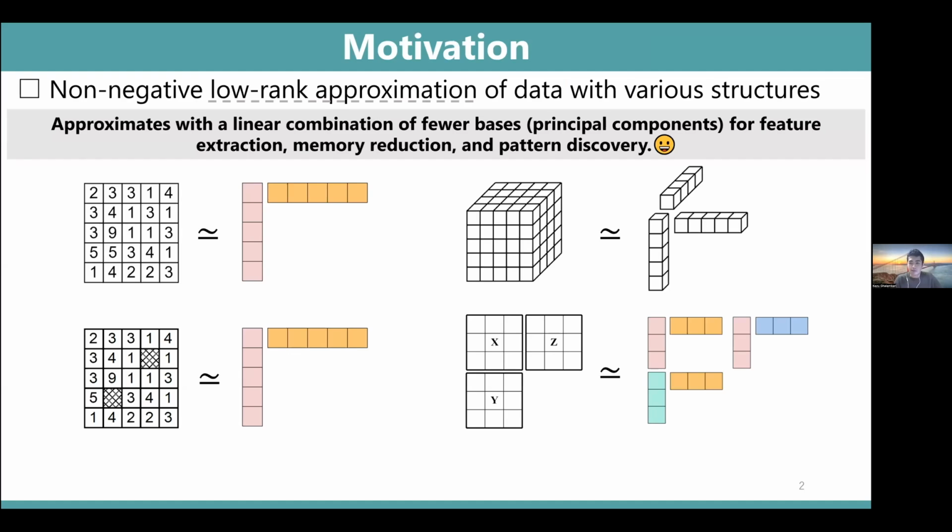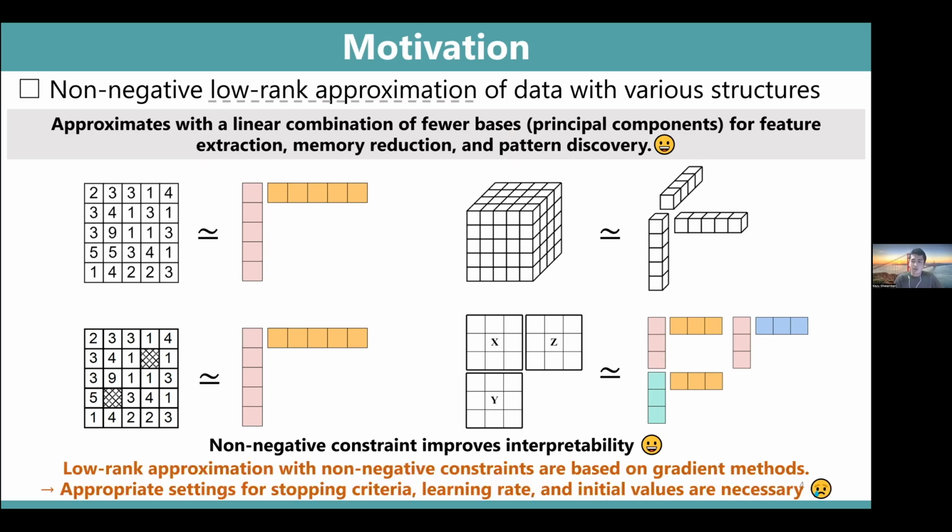Low-rank approximation is a popular method to extract features from table data. In this task, we approximate data with a linear combination of bases to extract features. The bases often are called principal components or factors. Nowadays, non-negative constraints on these approximations have an important role because of their interpretability.